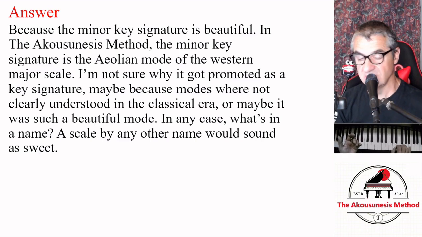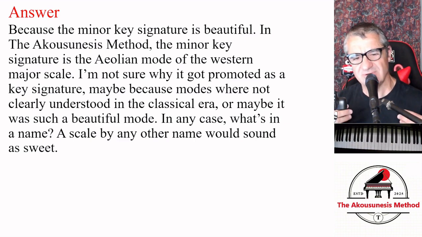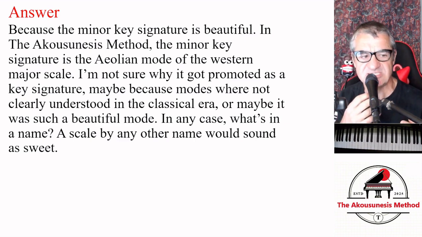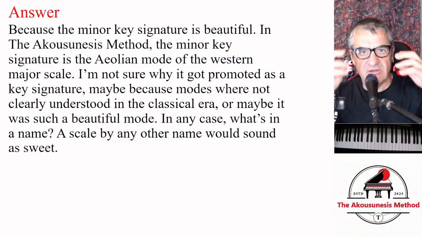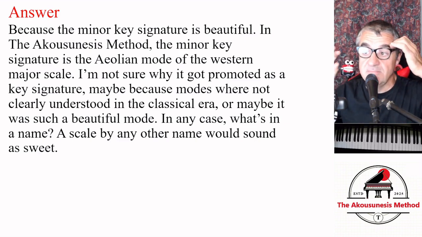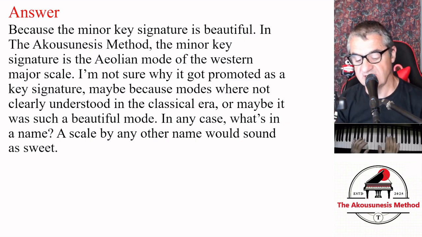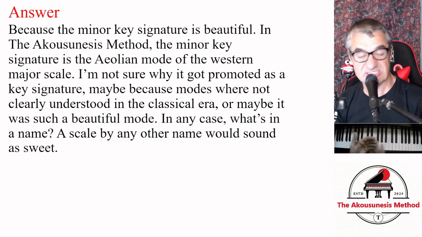The natural? Are we going to now add the harmonic? Is that the melodic? Is the harmonic minor another one? Why don't we have another 12? What about the Dorian mode? Are we going to have another 12? So the whole concept of the Akousunesis method is to simplify music in your mind. And I know a lot of people want things complicated. But it's easier to think of an A minor key as just a mode.